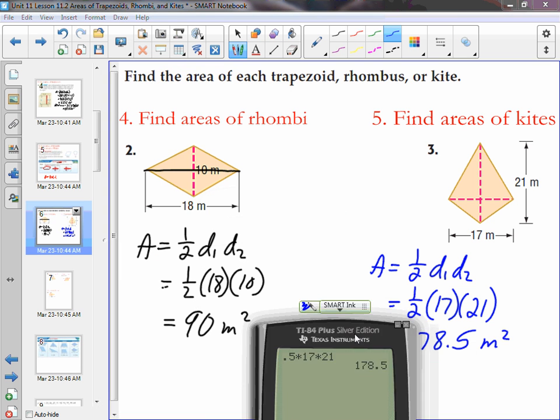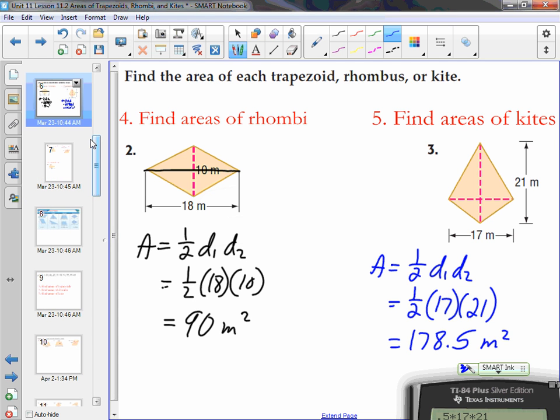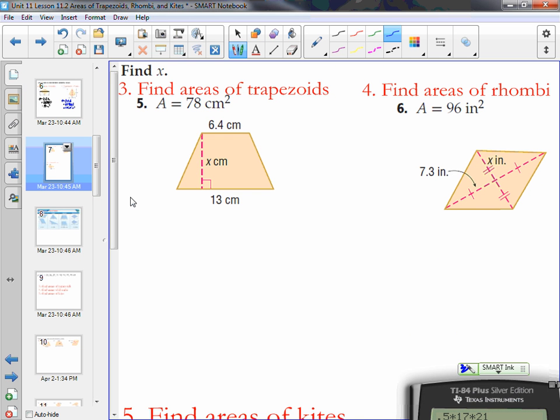All right. So if they give us a formula and they give us the information that all we have to do is plug it into the formula, we're golden, right? Okay. Now, problems that are a lot more fun are ones like 5 and 6 and 7, where we have to do a little work.